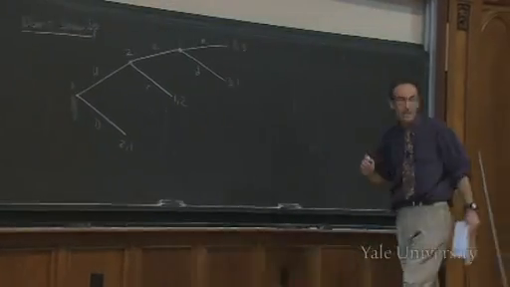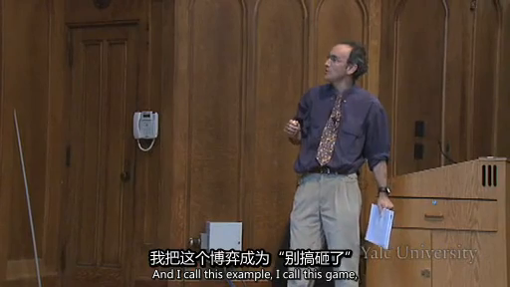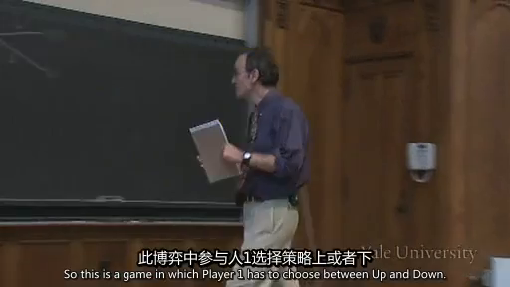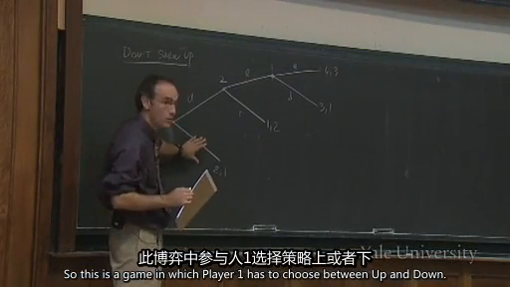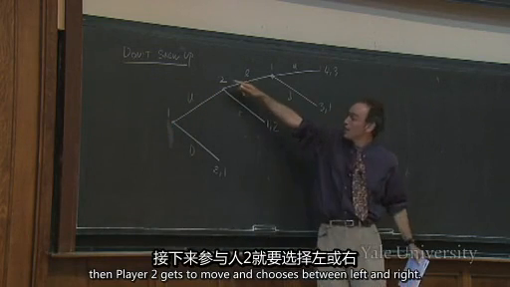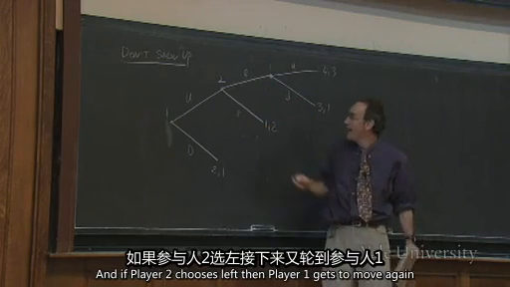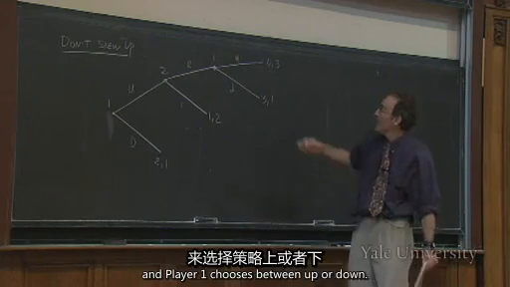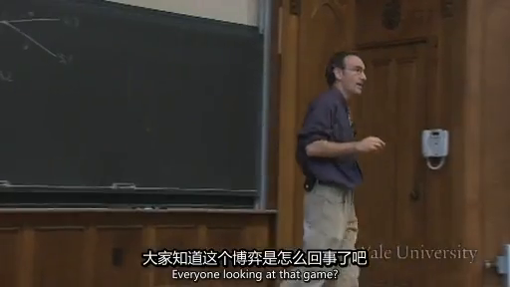That's our agenda. Here's our first example, a game I call Don't Screw Up, for reasons we'll see in a minute. In this game, player 1 has to choose between up and down. If player 1 chooses up, then player 2 gets to move and chooses between left and right. And if player 2 chooses left, then player 1 gets to move again and chooses between up or down. All right, everyone looking at that game?